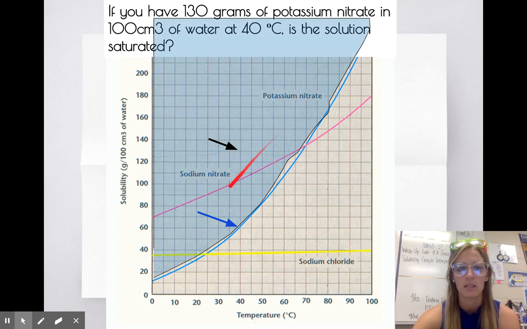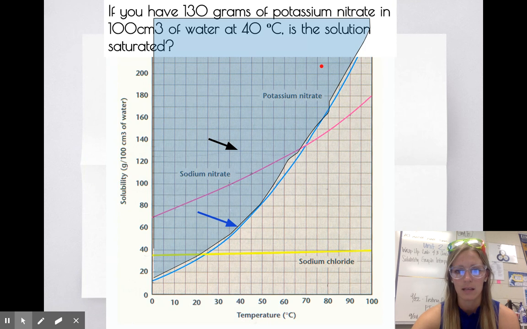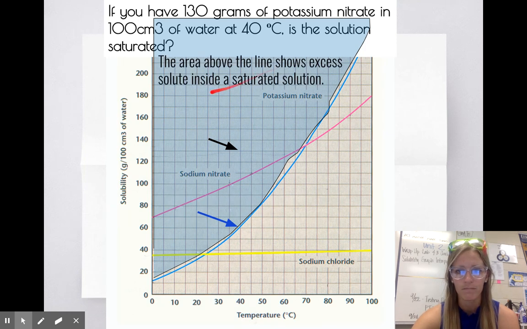So that's what this blue shaded area is showing. If we are above the line, we are saturated with excess. Okay, so we've got too much. This is like your bowl of cereal. If you add sugar to your milk in your cereal, if you've got sugar resting at the bottom, you've got excess sugar. The milk can't hold any more sugar. It won't dissolve, so it'll settle to the bottom.